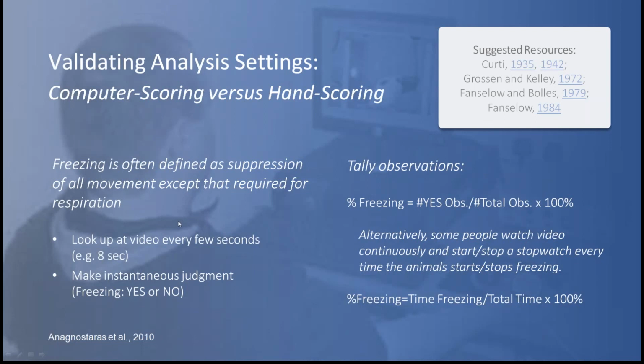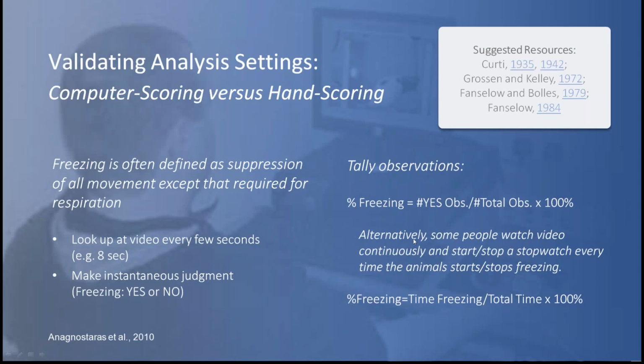Traditionally, the way freezing behavior would be manually scored would be that you'd have a trained observer who is looking at a video monitor and taking periodic observations. For example, every 8 seconds they would look up at the video and make an instantaneous judgment. Is the animal freezing, yes or no? And again, what's the definition of freezing? Lack of all movement except respiration. So is the animal moving or is he freezing, yes or no? And that instantaneous judgment is made at periodic intervals throughout the entire session.